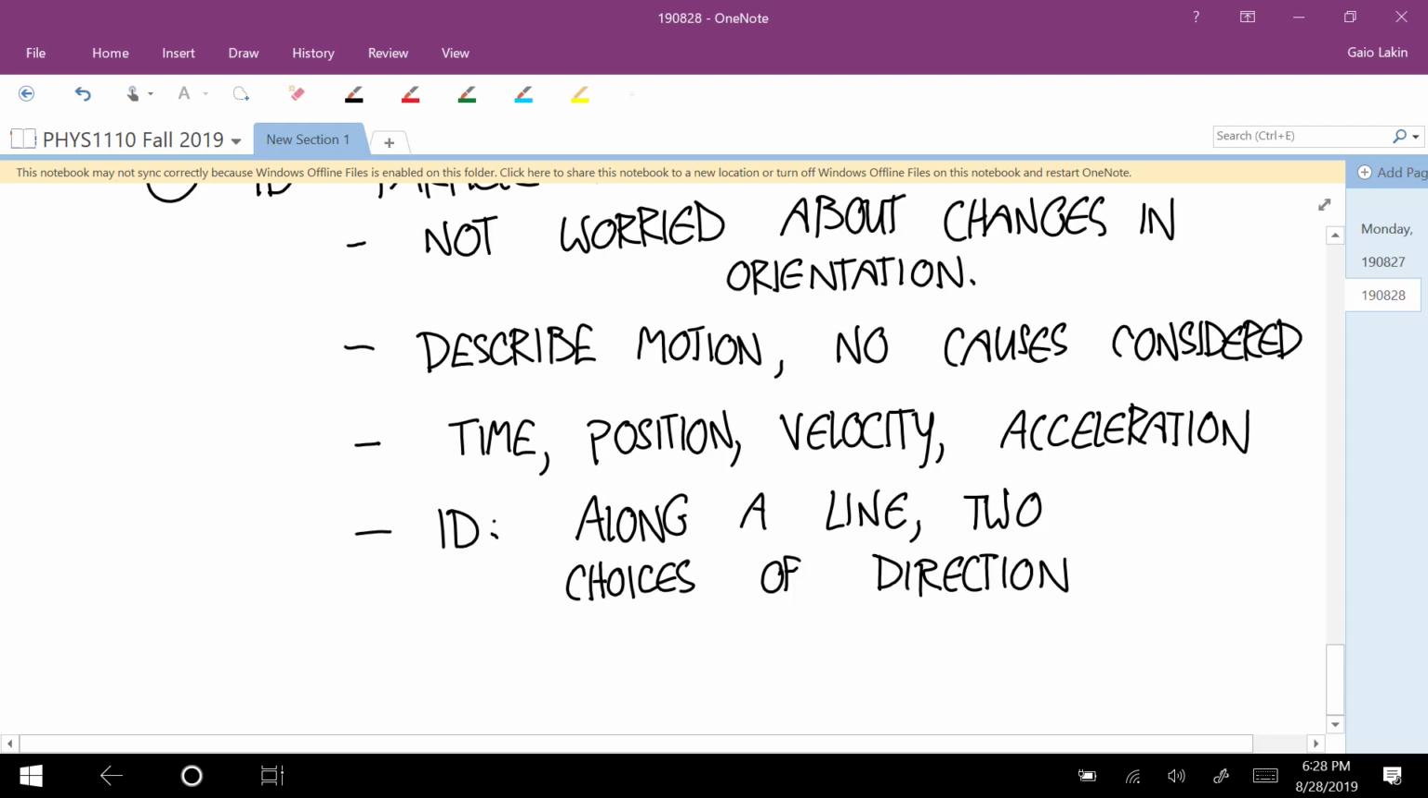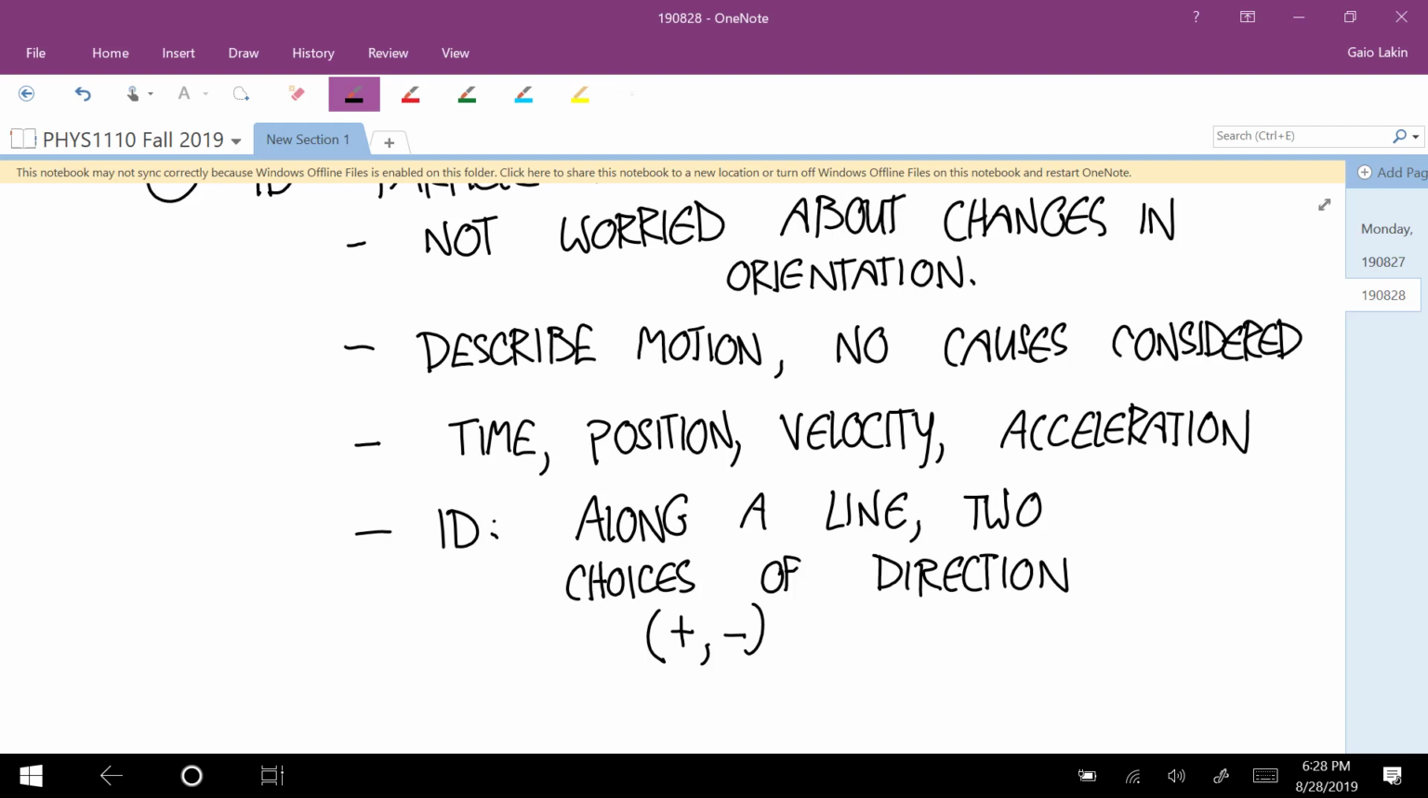Okay, and the fact that in one dimension you only have two choices of where to go means that we can represent direction with positive and negative. Okay, so that's really convenient. And so things that we measure that have directions in 1D, that direction is represented by, is it going in the positive direction or the negative direction?